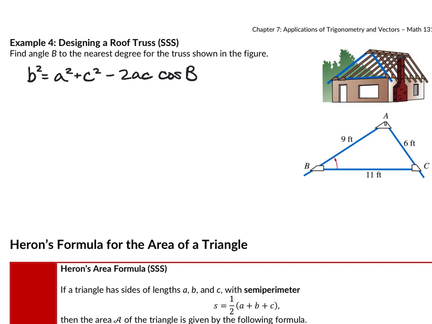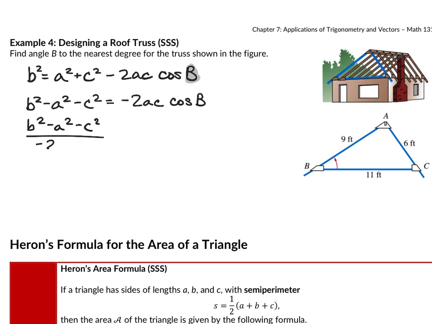Now we're having to derive this formula for B. So just like we did before, we want big B by itself. We start by moving away the terms that aren't a part of the term with big B. So this is B squared minus A squared minus C squared equal to negative 2AC times the cosine of B. The steps kind of repeat, so after I move those over, what am I doing? Dividing, so I can get cosine by itself. This would be B squared minus A squared minus C squared, all divided by negative 2AC equal to the cosine of B.